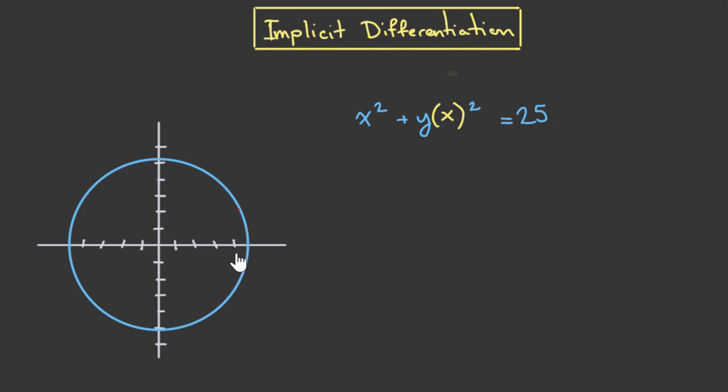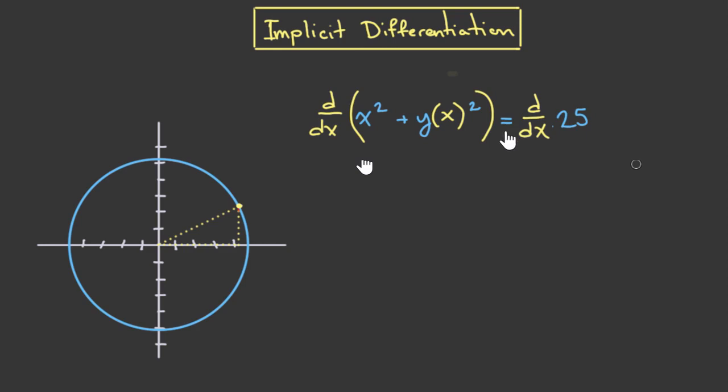If I have an x, then y of x is determined so that x squared plus y of x squared is equal to 25. So if the two sides of this equation are equal as functions of x, then I can differentiate both sides with respect to x, and they are still going to be equal.